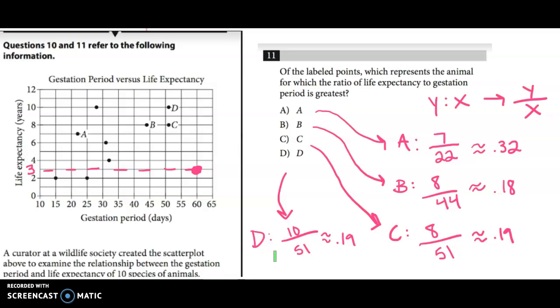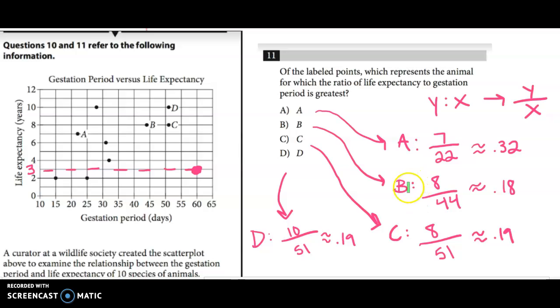Now you could plug these into a calculator, but I think it's pretty easy to figure out and estimate what these might be without a calculator, right? Like if I'm looking at A, 7 over 22, I know 7 over 21 is 0.33, and so 7 over 22 is going to be just below that. So I'm going to estimate that as 0.32. 8 over 44, the big thing for me is that I know 11 out of 44 would be about 0.25, which is less than A, and 8 over 44 is going to be even less than 0.25.